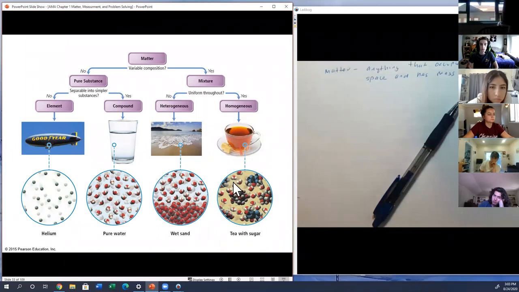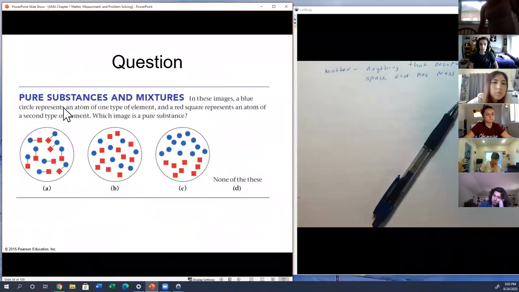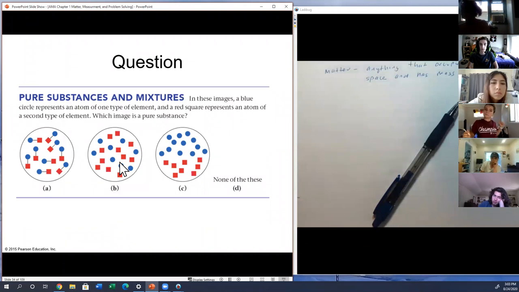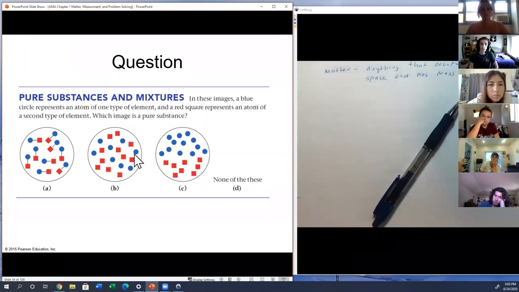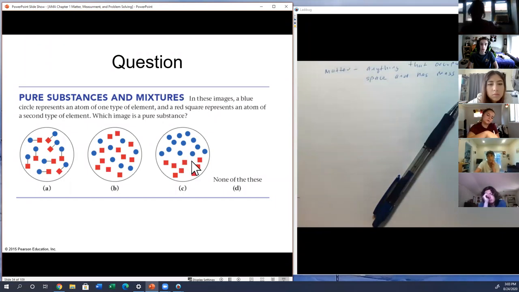Notice that in mixtures, you have different kinds of particles, different kinds of molecules making it up, all right? So that's the difference. So this is a pure substance. What is this? This is a mixture. What kind of mixture? Homogeneous. Yep. Homogeneous mixture, right? Because it's all mixed in together, right? What about this? This is also a mixture, but what kind of mixture is this? It's heterogeneous. Yep, absolutely right. Very good. Okay, let's continue.